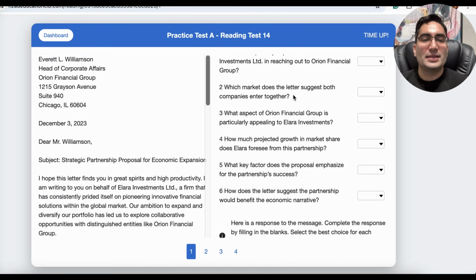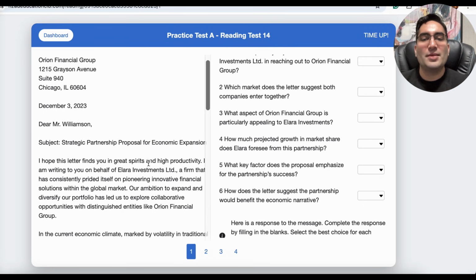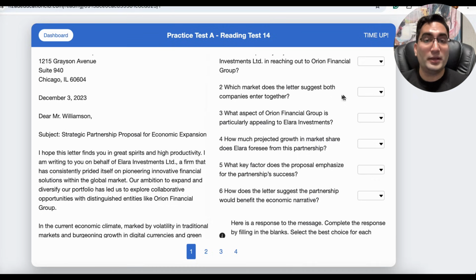Which market does the letter suggest both companies enter together? Here is where our work starts, because now we have to skim through and find out which market they're talking about. Both companies should enter together. Notice those keywords. Notice that concept.